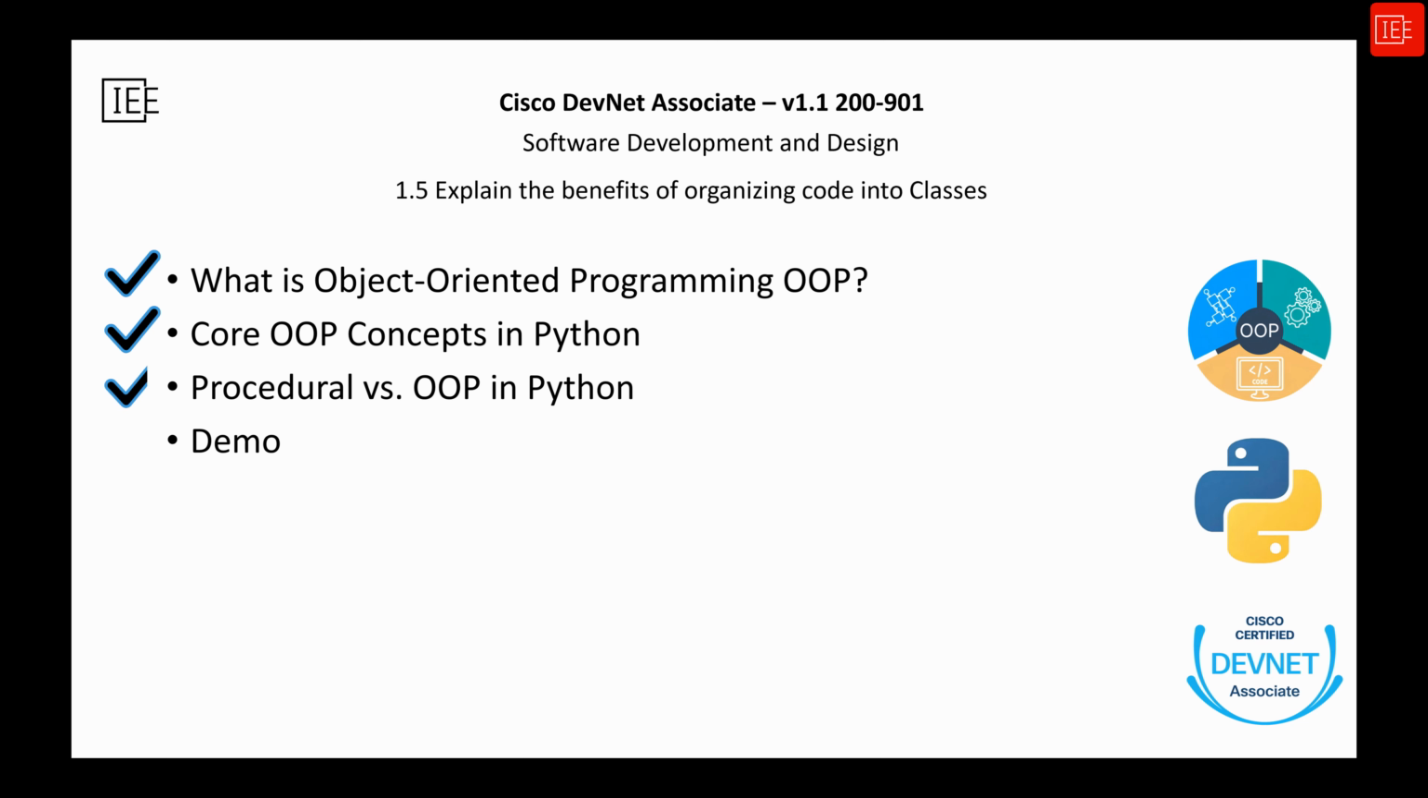After that, we will compare procedural programming to object-oriented programming so you can see the difference in action. And of course, we will wrap it up with a live demo so you can see everything in action and then start applying these concepts to your own projects right away. By the end of this video, you will not only understand what object-oriented programming is and how it works in Python, but also know how to structure your automation scripts for better scalability as well as easier maintenance and more reusable code.